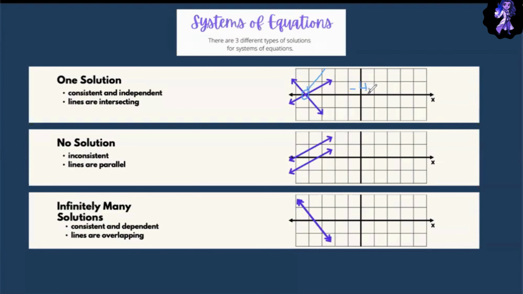and y is 0. Then we would say this is -4, 0 based on that point of intersection. And let's say they asked for the x and the y. We know that the x in this case would give us -4, and the y would give us 0. So that would be our solution. So the lines are intersecting, and they're consistent and independent of one another.